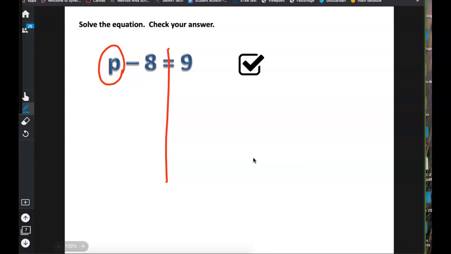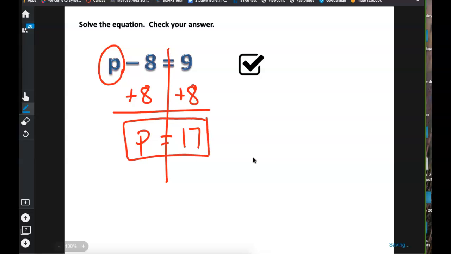So I have to get rid of this minus 8. How do I get rid of a minus 8? Add 8. So we're going to put plus 8 on each side. That's how you're showing your work. You have to write that down. Okay? And so when we finish it, we have p equals 9 plus 8 is 17.